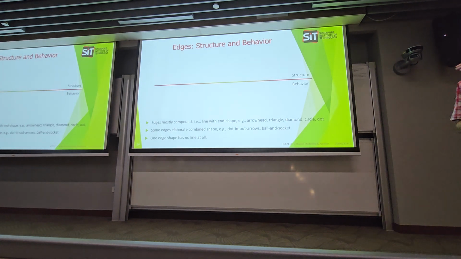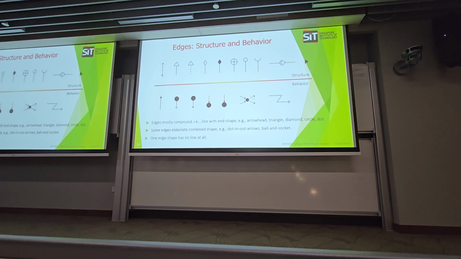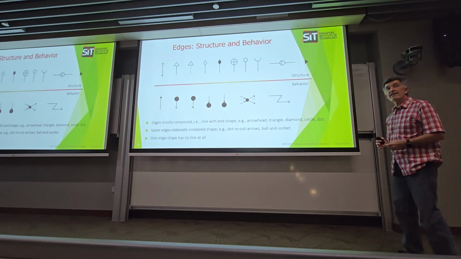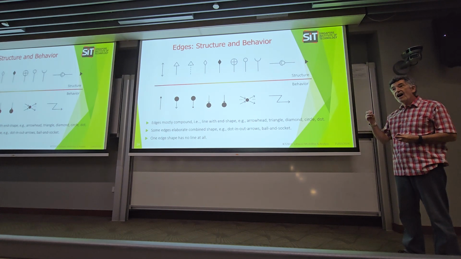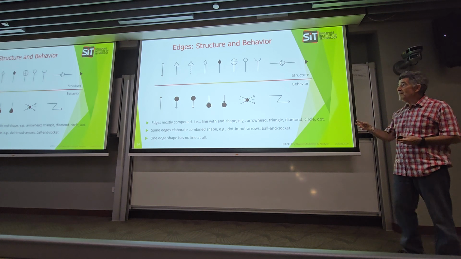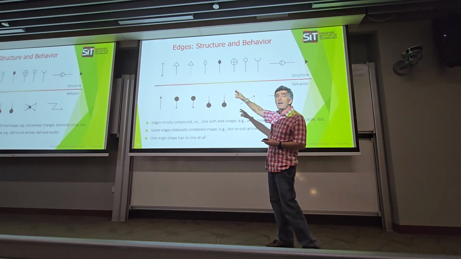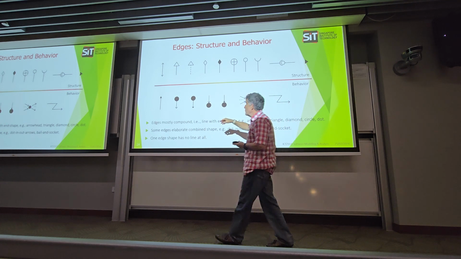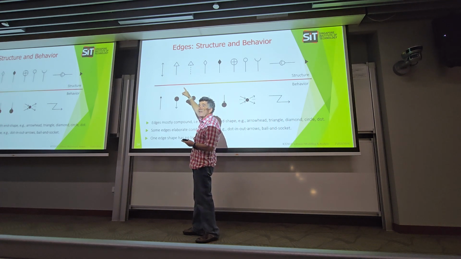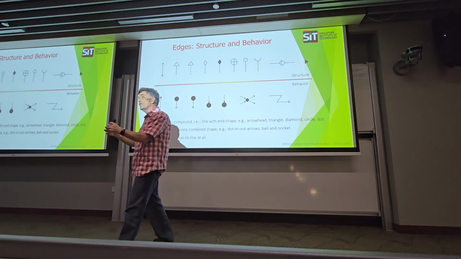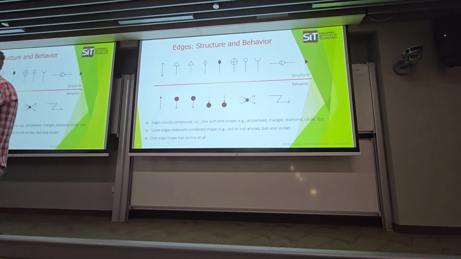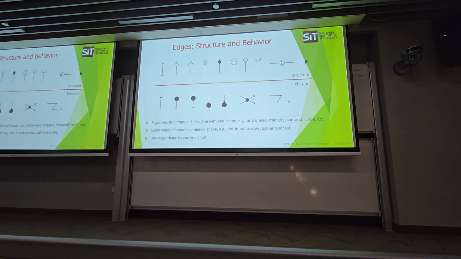Edges. So those were nodes or vertex. Now edges. Now you'll notice that the edges are combinations. Some only are lines, but a lot of them have two parts to them. So we would call the line that comes out of the triangle the tail. And then the triangle is part with the tail, and so it obviously is the edge for inheritance.